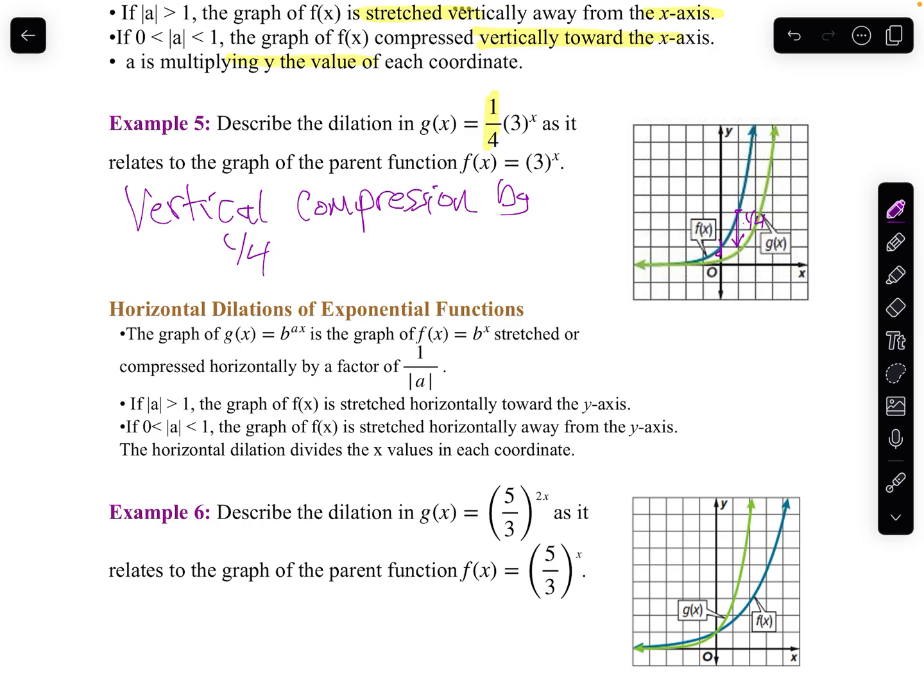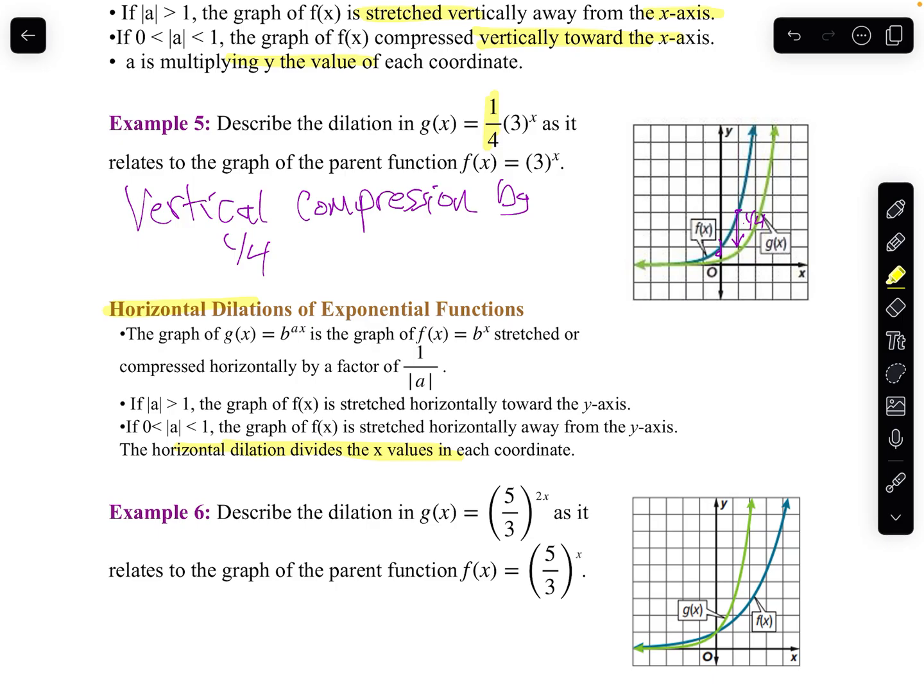So if I have a number in the exponent, it's a horizontal dilation. And when I do a horizontal dilation, I'm not really moving the y. I'm keeping the y the same. And I'm going to move my x value, and I'm going to divide it. So I'm really going to do it backwards. So I'm going to divide by that value that's in front.